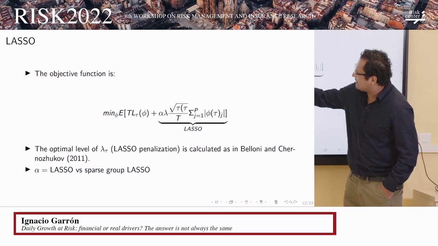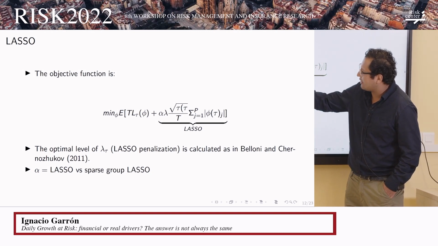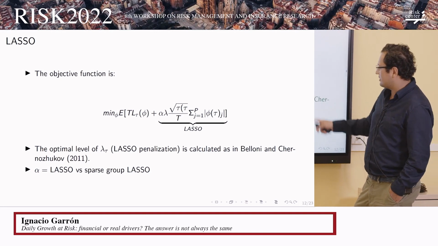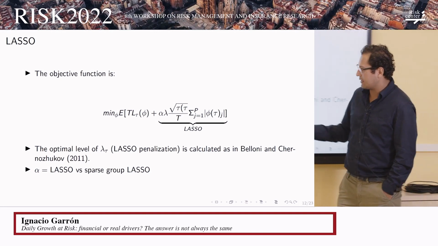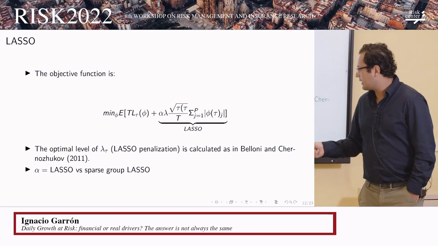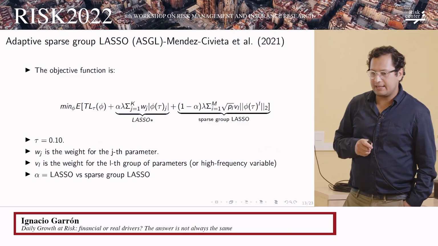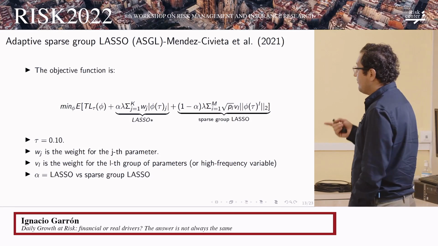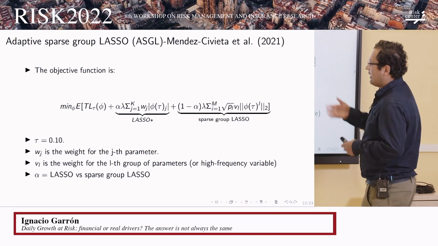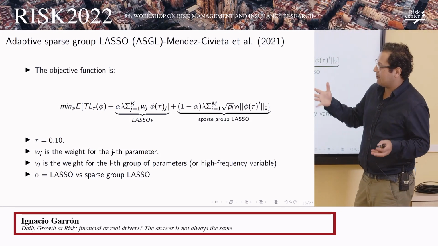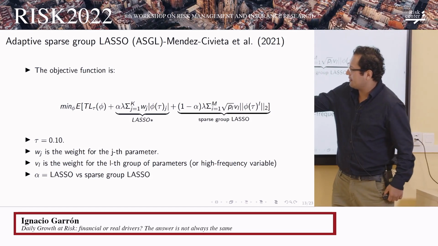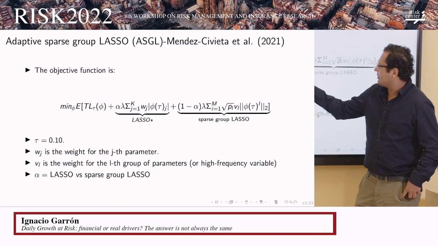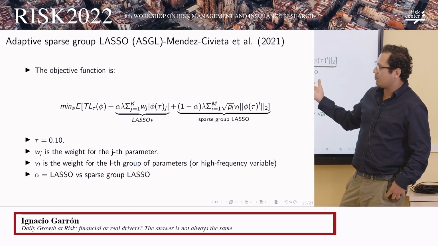Okay, and we calculate this lambda, which is the degree of penalization, as in Belloni and Chernozhukov. And the other model that I want to present is the adaptive sparse group lasso. It's similar to the previous method. It has a lasso part, but it also has a sparse group part.